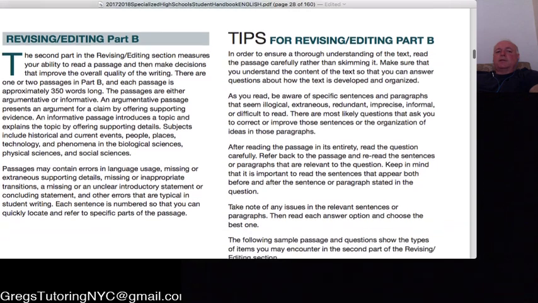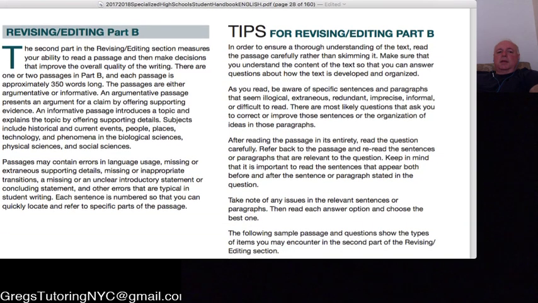Okay, so now there's a second section, which is going to give you a passage in the revising and editing section. And they're looking to improve the overall quality of the writing. Okay, so they're giving you stuff like each passage 350 words. It could be argumentative or informative. I believe they expanded this part now to other stuff. So an argument presents a claim offering supportive evidence. Okay, and an informative passage introduces a topic and explains supporting details. Okay, and this could be historical, current events, people, places, technology, phenomenon, biological, physical science, or social sciences. Just consider it going anywhere. It doesn't really matter.